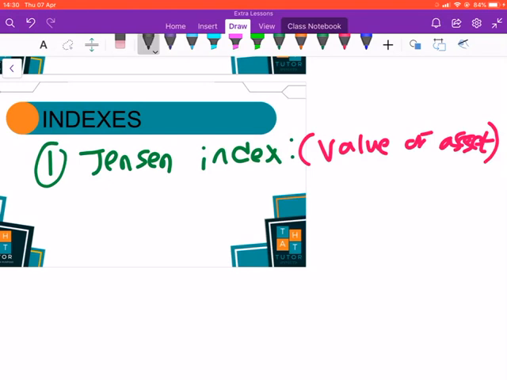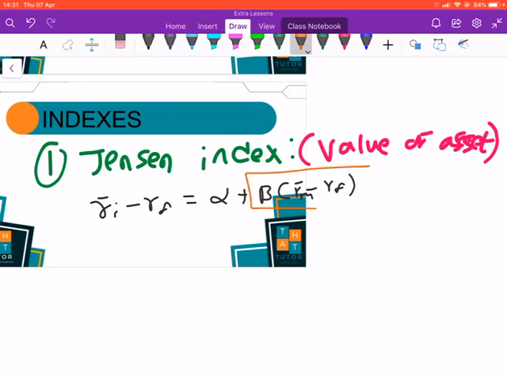right? In order to find this, you will use the characteristic line, which is equal to R, the returns of the asset, the risk of the asset, equals alpha plus beta, the market excess returns, right? And then you will solve. So given that you have all this other information, you will solve for alpha, right?